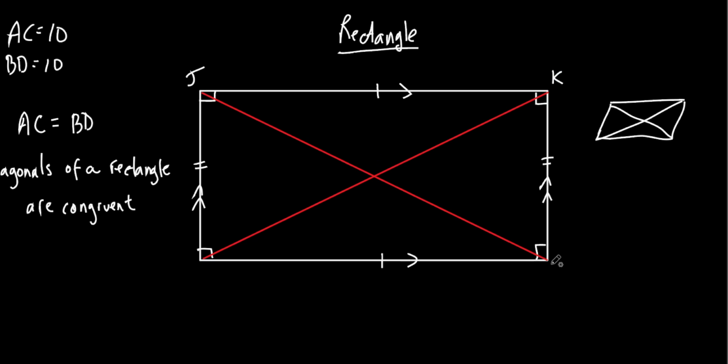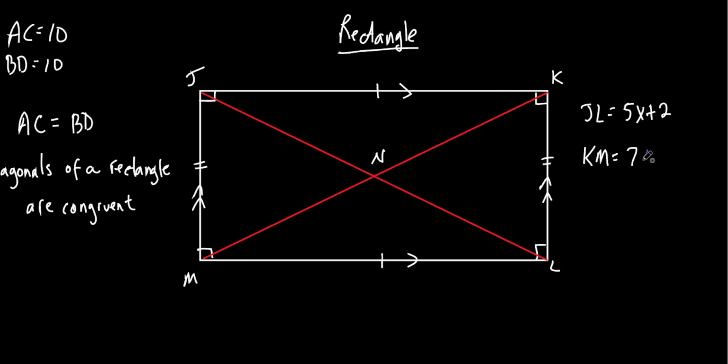So that's JKLM. And this is N in the middle. All right, I changed the letters a little bit. That's okay. Here's what they do. They don't draw it on the picture, all right, but they will write it down. They tell you that JL is equal to 5x plus 2, all right, and they tell you that KM is equal to 7x minus 6, and they want you to find MN.